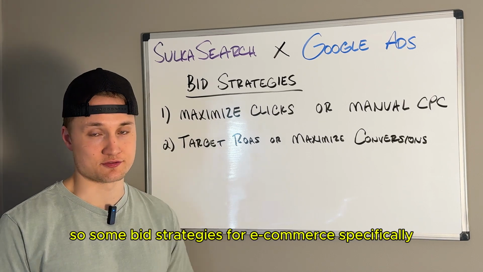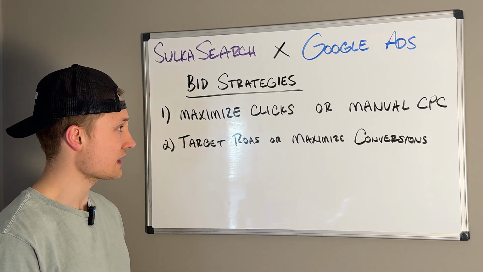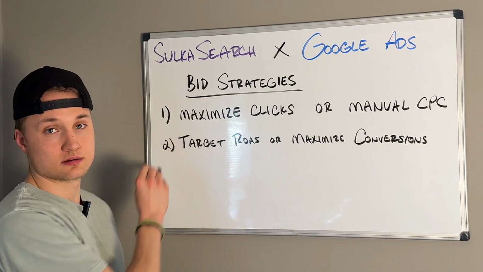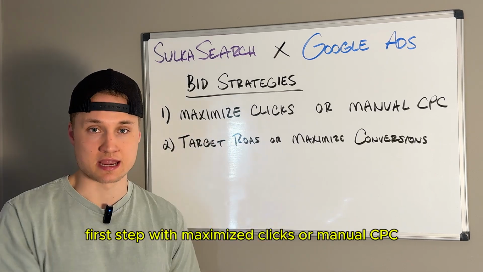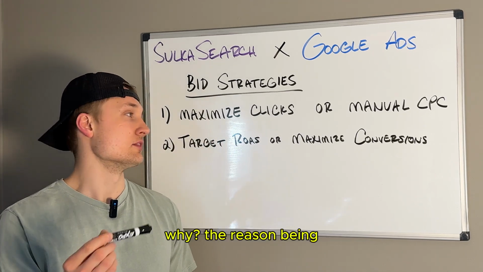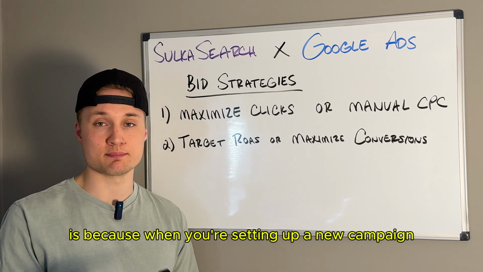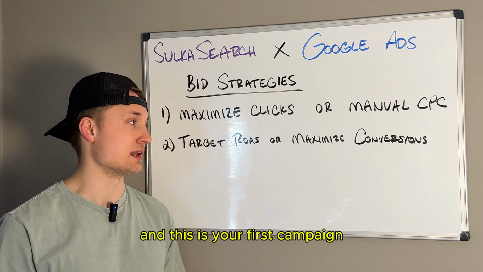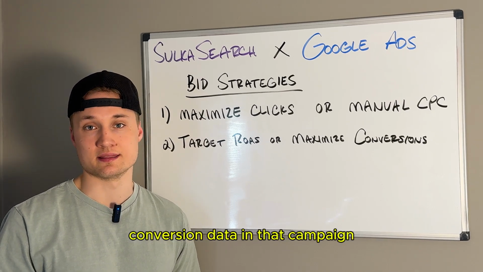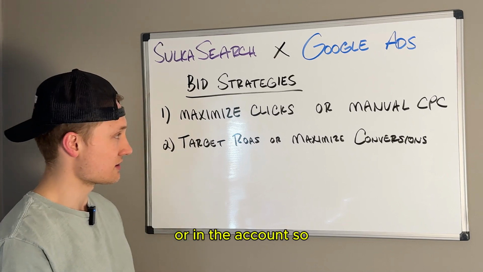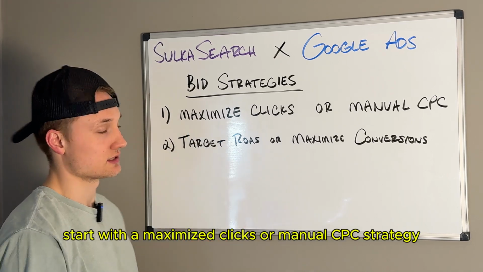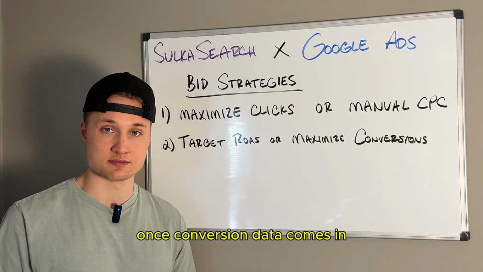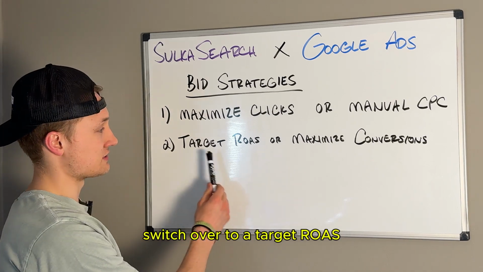So some bid strategies for e-commerce specifically, and this applies to other businesses as well, but I would always start out, first step, with maximize clicks or manual CPC. Why? The reason being is because when you're setting up a new campaign, or especially if you are a new Google advertiser and this is your first campaign, there is no historical conversion data in that campaign or in the account. So you want to start with a maximize clicks or manual CPC strategy to get the ads to start spending.